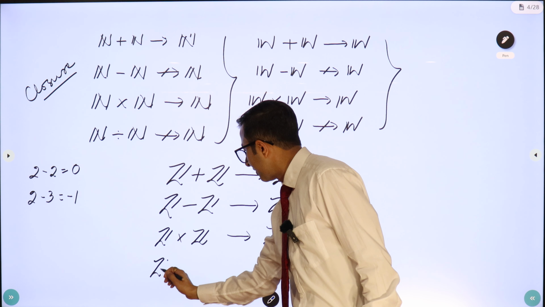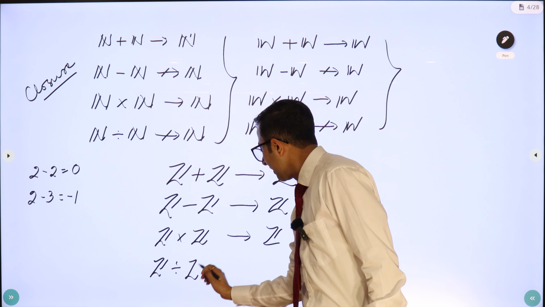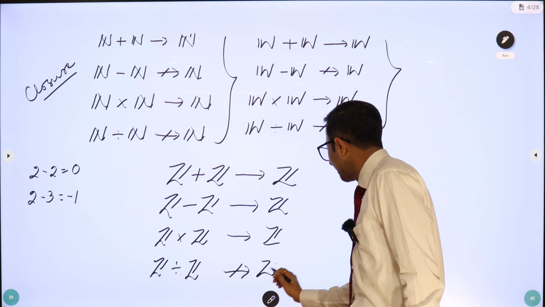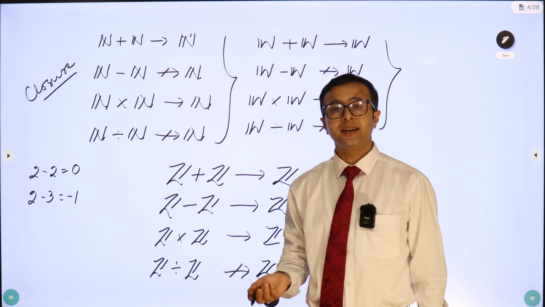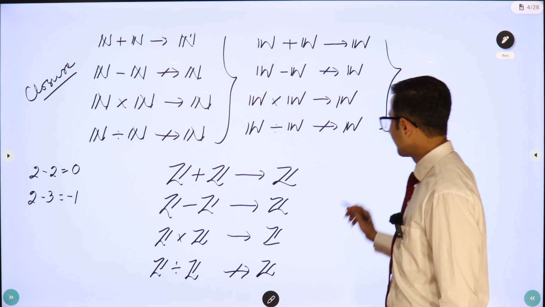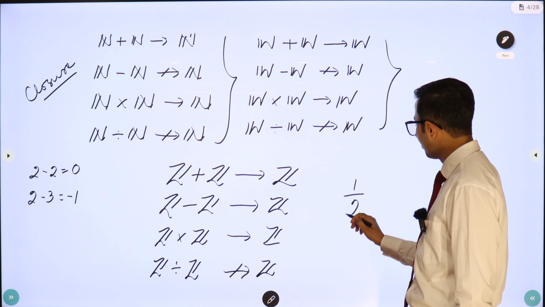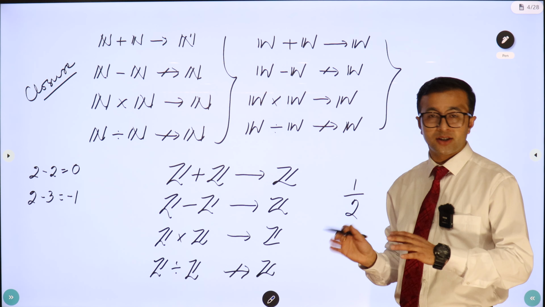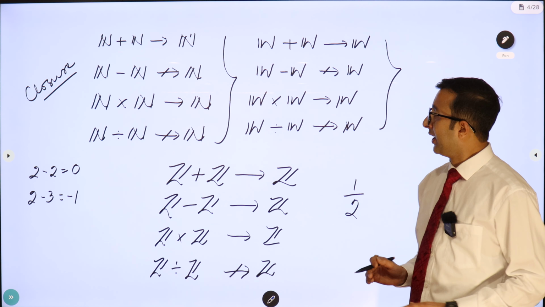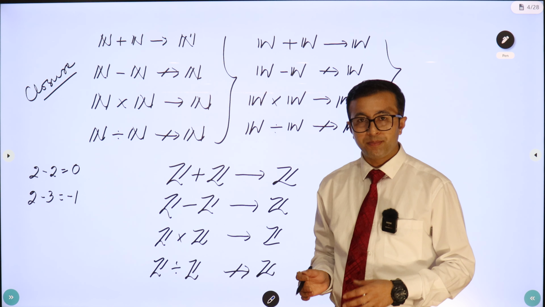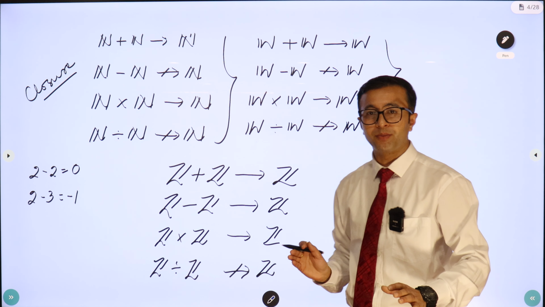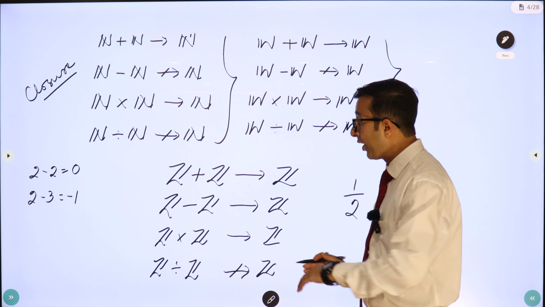And at last, an integer divided by another integer may not always give us an integer. For that you can find a counter example just like this: 1 divided by 2. Both are integers, but the fact is that 1 divided by 2 does not belong to the set of integers. These are the properties that we can obtain. That means these are the ideas related to the closure property in the sets of natural numbers, whole numbers and integers.